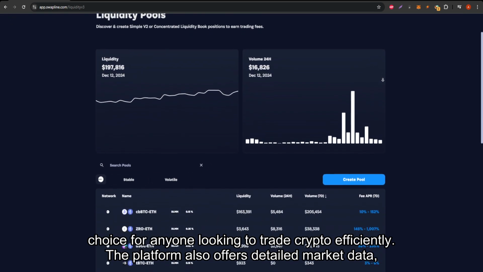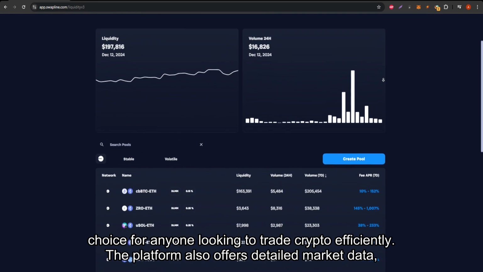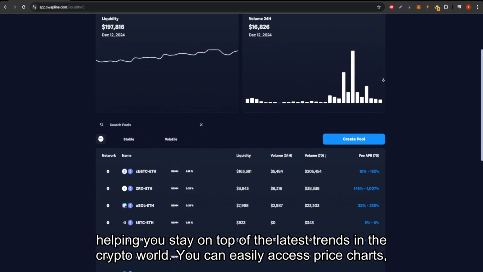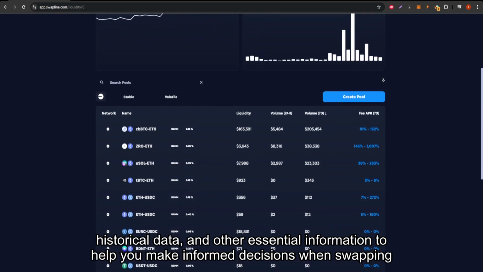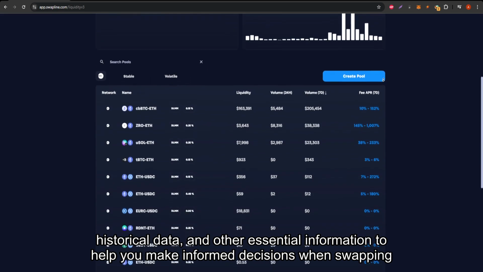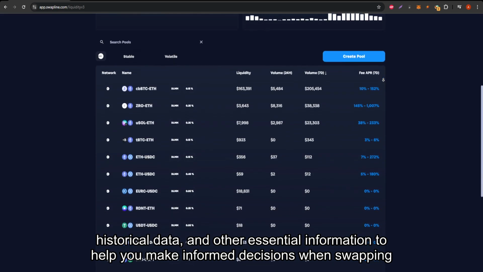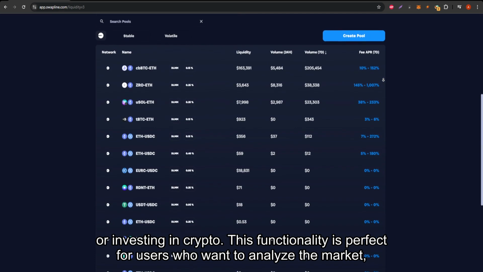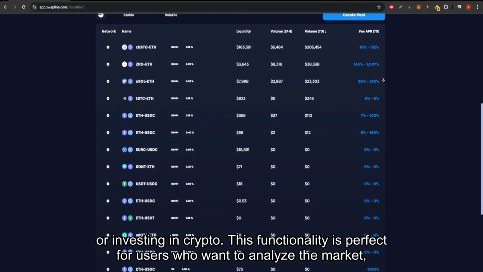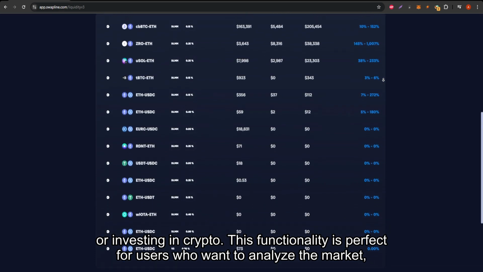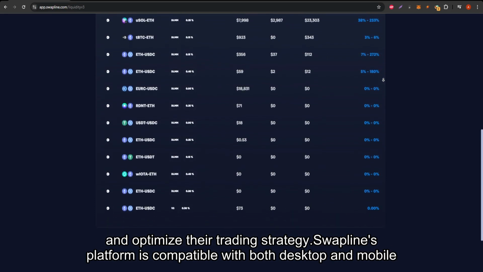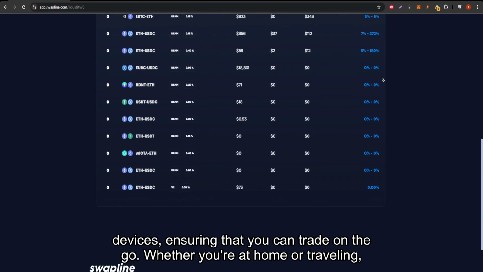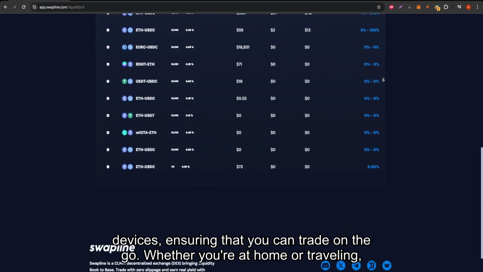The platform also offers detailed market data, helping you stay on top of the latest trends in the crypto world. You can easily access price charts, historical data, and other essential information to help you make informed decisions when swapping or investing in crypto. This functionality is perfect for users who want to analyze the market and optimize their trading strategy. Swapline's platform is compatible with both desktop and mobile devices, ensuring that you can trade on the go.